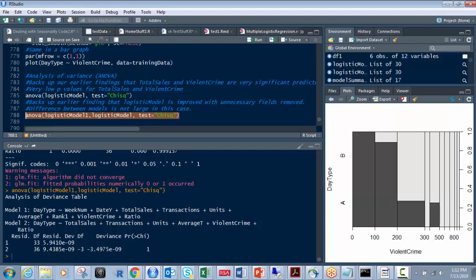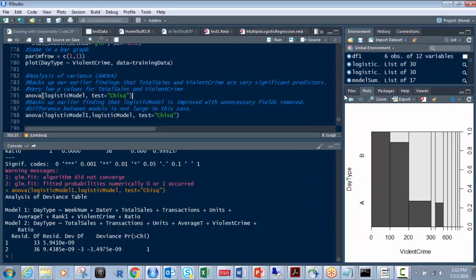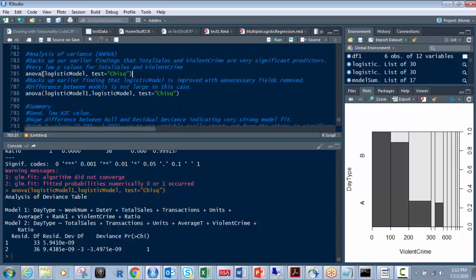But there's not a huge difference between them, and the reason is that they're pretty close. We have such a high accuracy with our model that even the one with the bad values is still very accurate, still very high. It's just not as accurate as the other one. So now you can see the notes I put up here. It backs up our earlier findings that total sales and violent crime are significant predictor values. And it also shows that the difference is not that large between them, as I said.